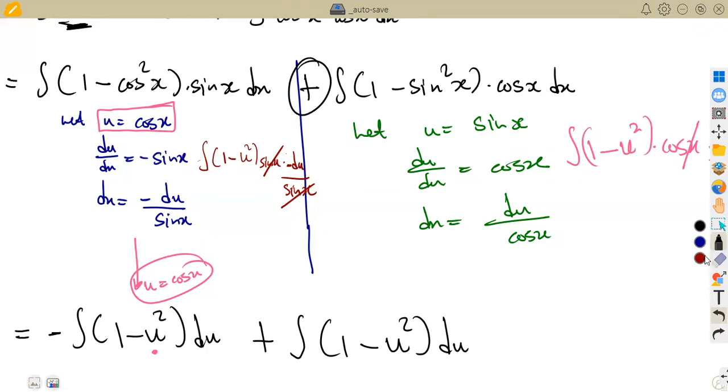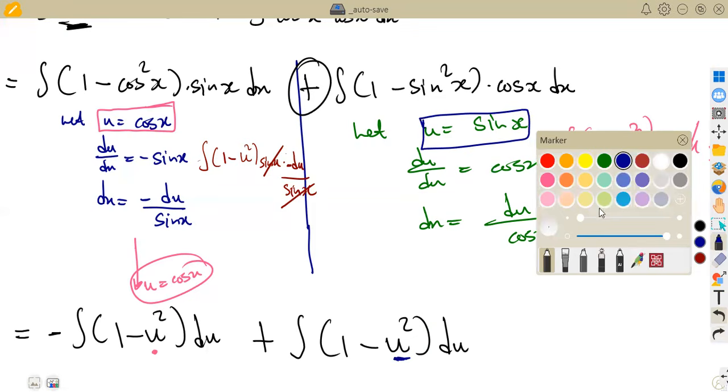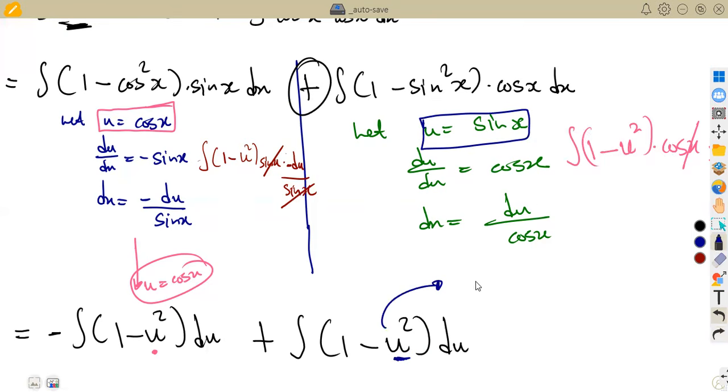But take note, like I said, the u that we are talking about here is not the u of this side. This u is the one which is sine x. So the u that we are going to work with here is the sine of x, not the cos. The cos is for this one. So be careful on that part.